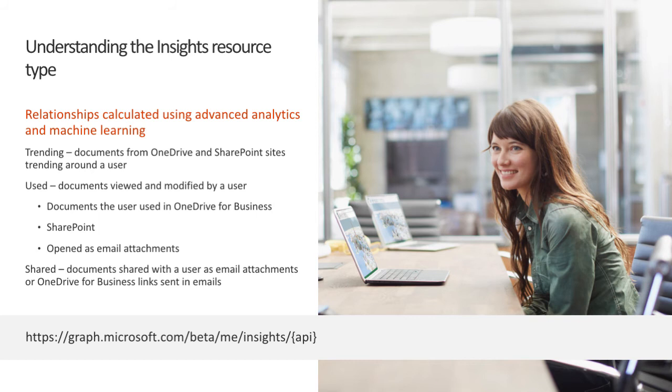Now, these relationships are calculated using advanced analytics and machine learning in Office 365. The trending endpoint is going to show you documents from OneDrive and SharePoint sites that are trending around a particular user. The used endpoint returns documents that are viewed and modified by the user, such as documents the user used in OneDrive for Business or in SharePoint, or opened as an email attachment. And then shared are documents that are shared with a user as an email attachment or OneDrive for Business links that are sent via email.